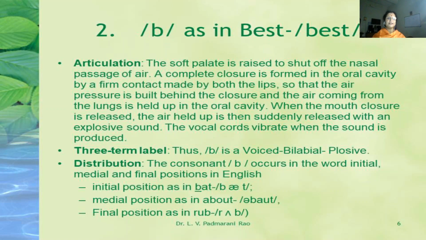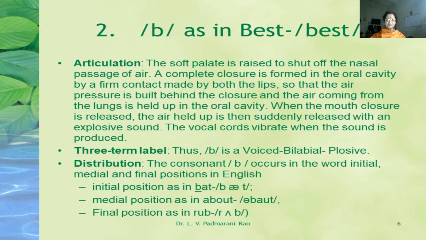So the three-term label for b, as in B-E-S-T, best, is voiced, vocal cords vibrate, bilabial, both the lips are involved, plosive, the air is held up and released with explosion. Understood? Distribution-wise, b sound occurs in all the three positions in English words. The initial position as in B-A-T, bat. Medial position as in the word A-B-O-U-T, about. And final position as in the word R-U-B, rub.